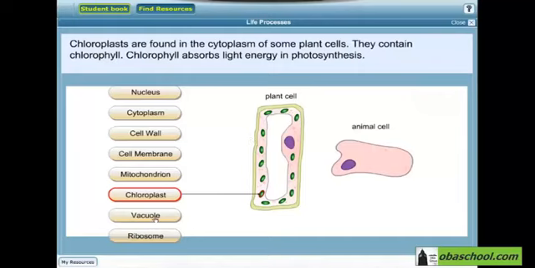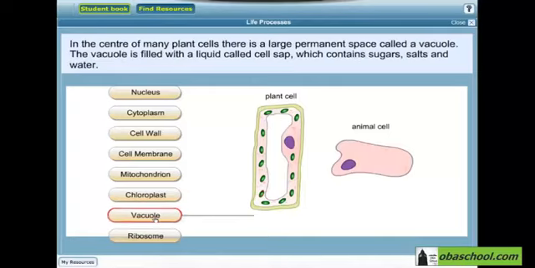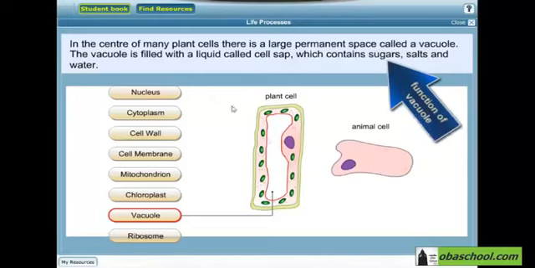Next comes the vacuole. The vacuole is only found in plant cells and it is not found in animal cells. It is this white space that we see in the middle of the plant cell. It is found in the center of many plant cells. It is a large permanent space, and it is filled with a liquid called cell sap. Now, this cell sap is water containing sugars and salts.